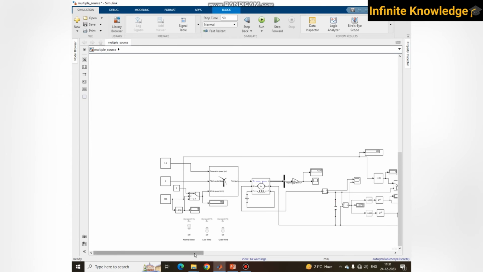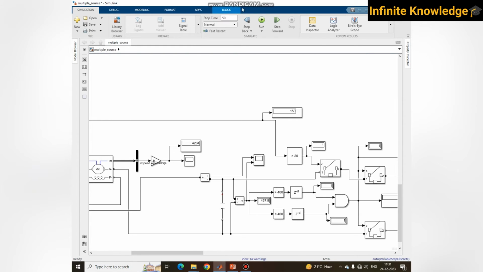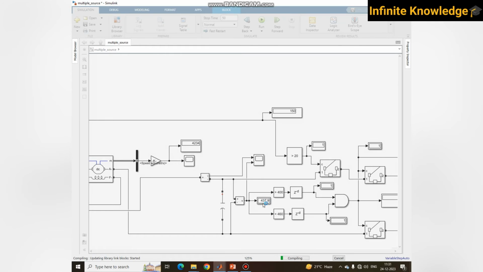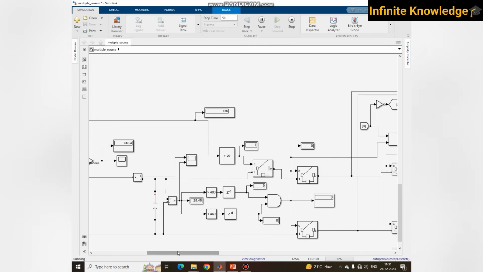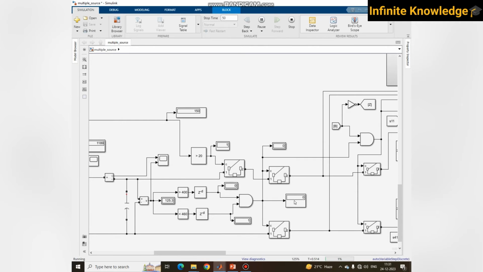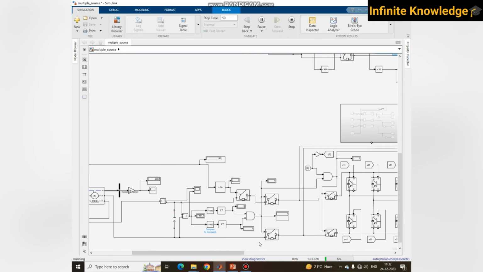Whenever I start the simulation, you can see here the voltage is increased, and after a specific time, once the voltage has properly increased, you are getting a high, meaning a 1 here, to turn on this breaker. Whenever your voltage is greater than 400, then and only then your breaker is on, and if it is over, then it's off. So this is how you properly switch your breaker on and off.